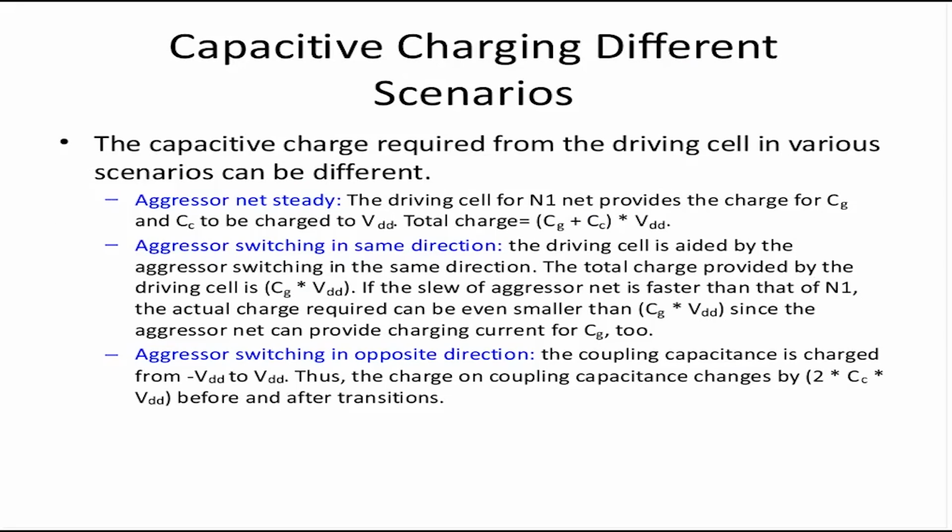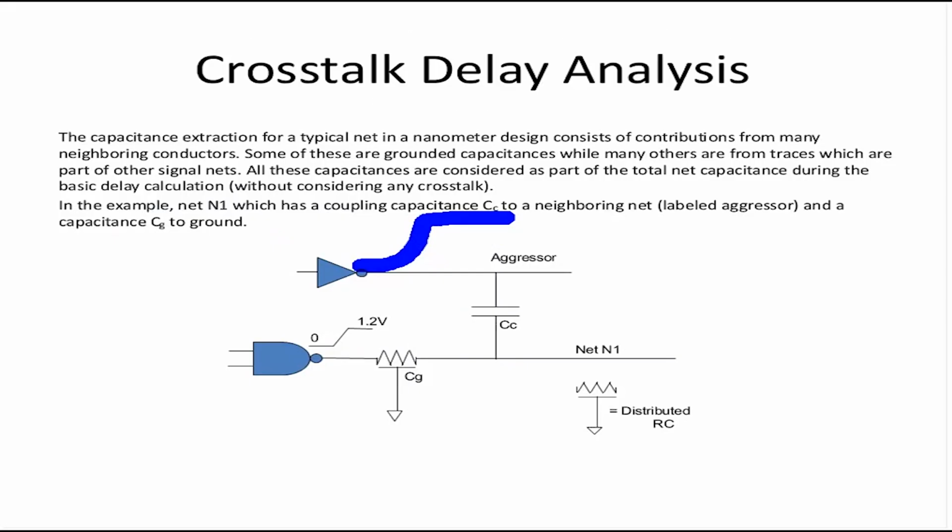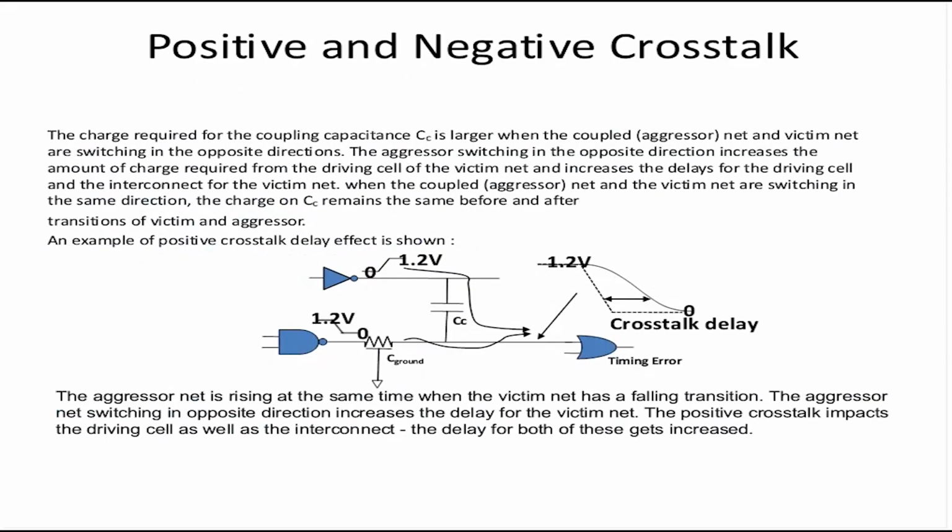If the aggressor is switching in the opposite direction, the coupling cap is charged from minus VDD to VDD, and the charge in the coupling capacitance changes by 2 into CC VDD before and after conversion. Right? This will not help. This will make the delay more. The driver has to now work more to charge CG because it's switching in the opposite direction. So the delay will be more than X. So this is called positive and negative crosstalk.